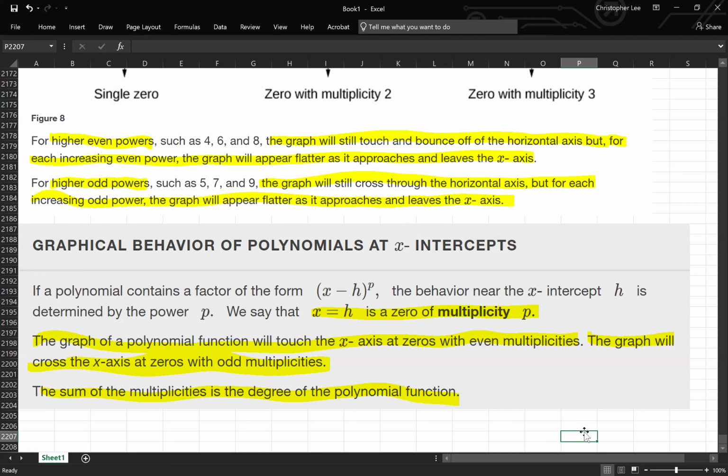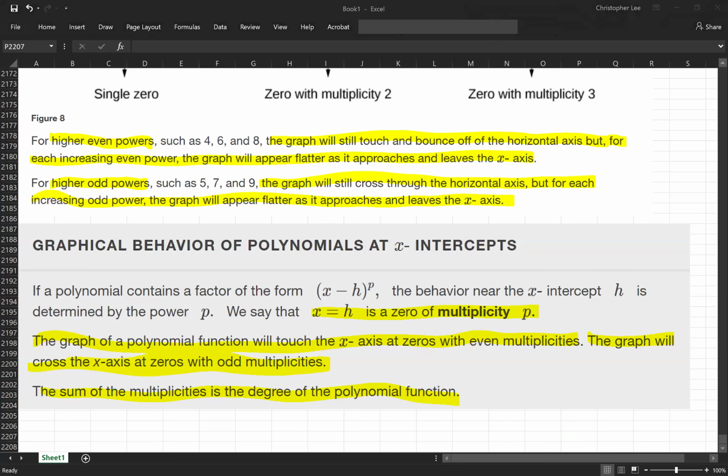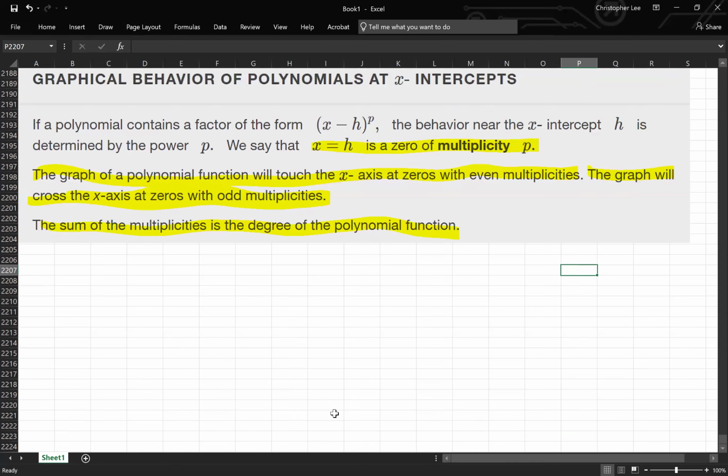The graph of a polynomial function will touch the x-axis at zeros with even multiplicities. Then they're going to bounce. The graph will cross the x-axis at zeros with odd multiplicities. We're going to cross at odd. One is odd, that's why it crosses, if you're wondering. The sum of the multiplicities is the degree of the polynomial function. Low key, you guys knew that already, you just never heard it said that way.